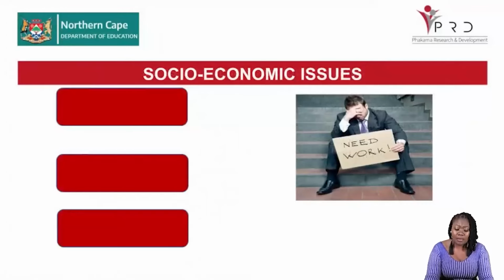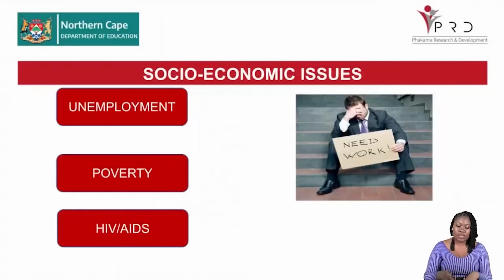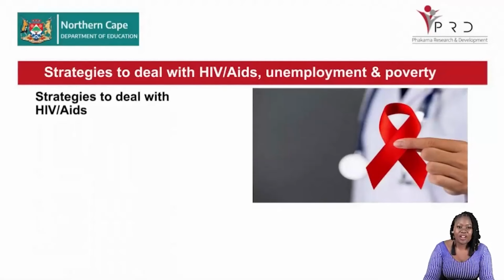Then the second part that we're going to look at under social responsibility is socio-economic issues. We're going to focus on three socio-economic issues. The first one is unemployment, then we have poverty, and the last one we're going to focus on is HIV and AIDS. You need to be able to identify these socio-economic issues either from statements or from given scenarios. You need to know how to identify the socio-economic issues, but also the strategies that businesses can use to deal with them.